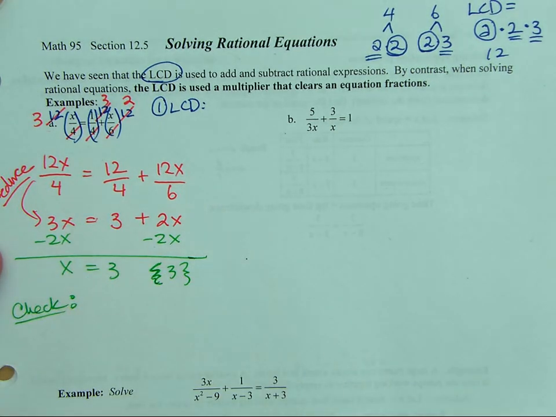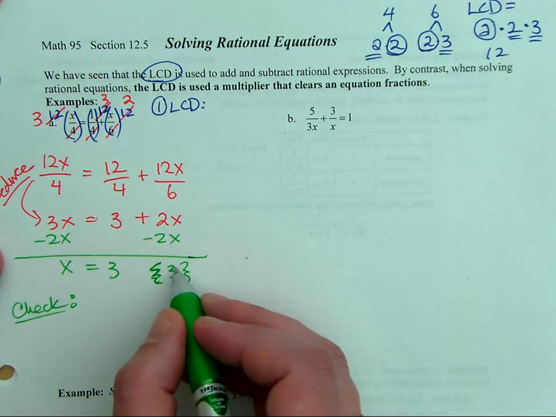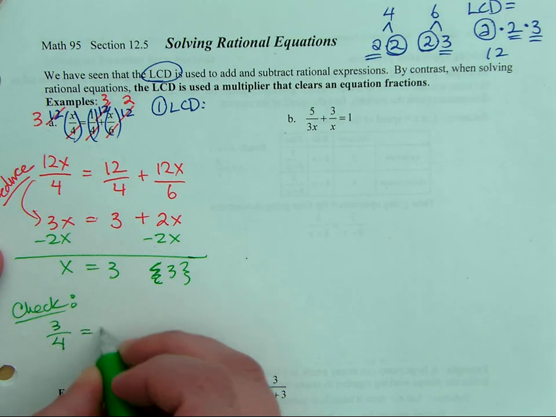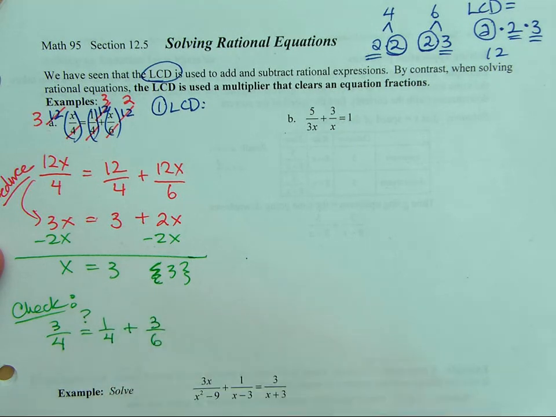And this will help you if you have any mistakes along the way. So what we do to check is we're going to take the original problem and we're going to put that 3 back in for x. So I have 3/4 is equal to, well, I'm not sure if it is yet, 1/4 plus 3 over 6.